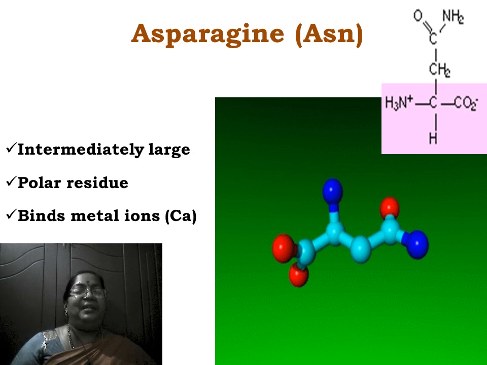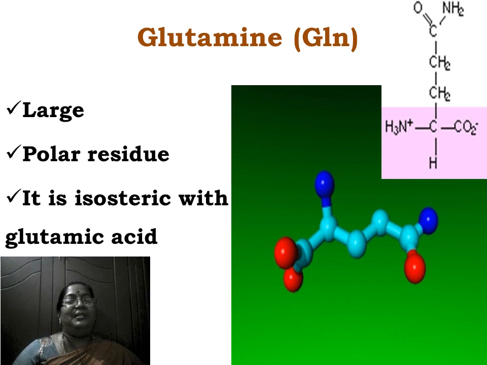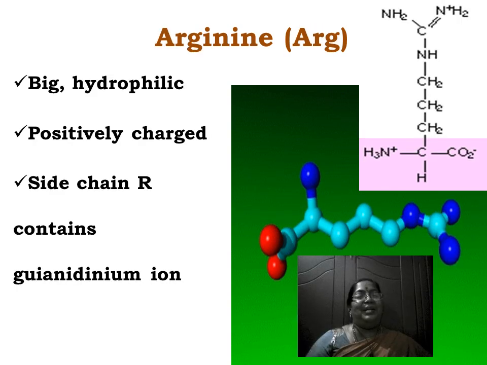Asparagine is intermediately large. It is a polar amino acid, binds with metal ions like calcium. Proline is known as an amino acid. Even though it is very hydrophobic, it is often found on the surface of a protein. Glutamine is large in size. It is a polar amino acid. It is isosteric with glutamic acid. Arginine, it is big, hydrophilic in nature, positively charged amino acid. The side chain R contains a guanidium ion.